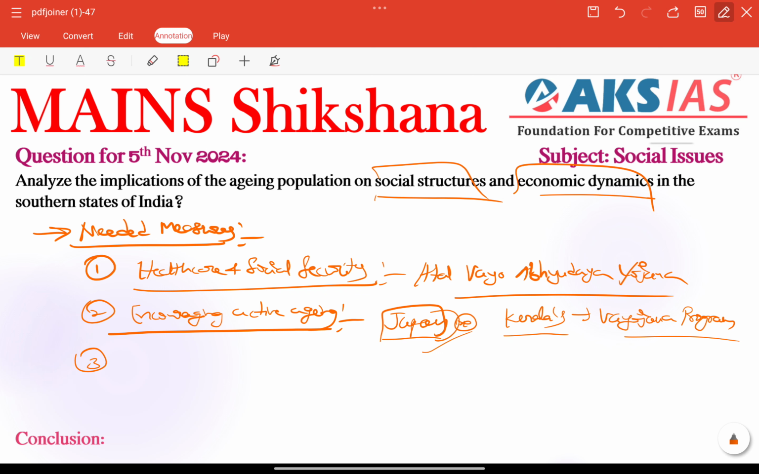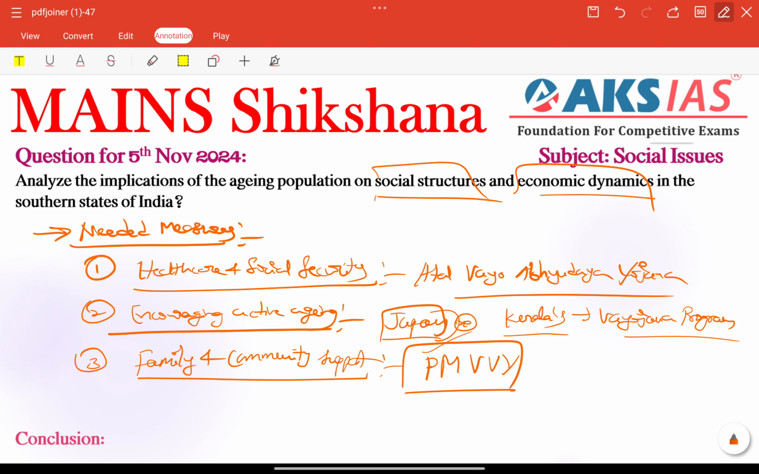So other than that, enhancing family and community support is also very important here, right? Strengthening family and community support is very important for them in this particular elderly stage, right? So expanding social security schemes, whatever we have, Pradhan Mantri Vayo Vandana Yojana, a very important scheme to provide more support for elderly care, right?